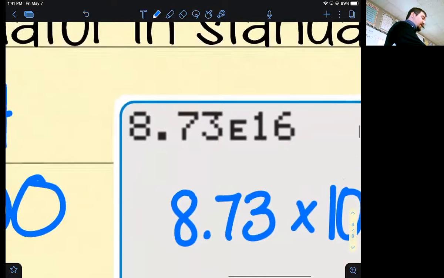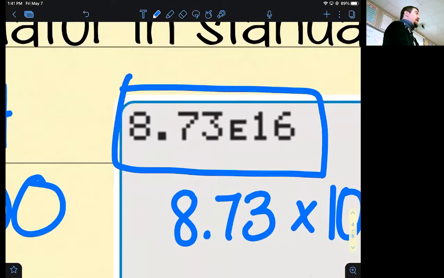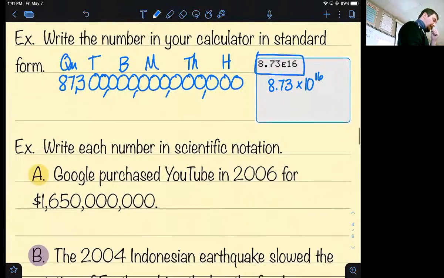Much easier to write it like this. Much easier if your calculator could fit it on a screen like that. Graphing calculator.